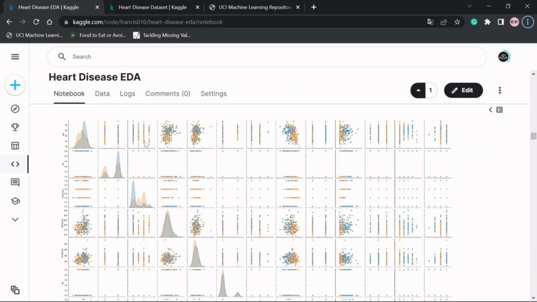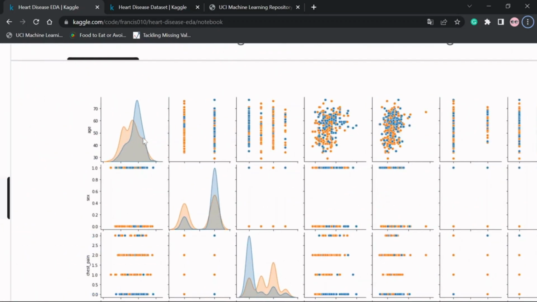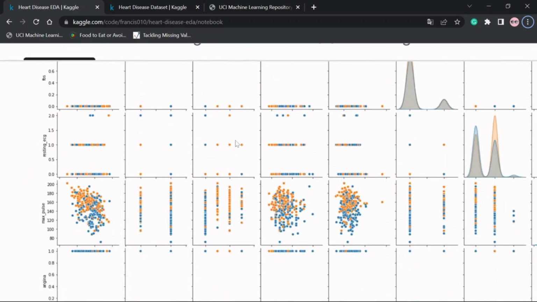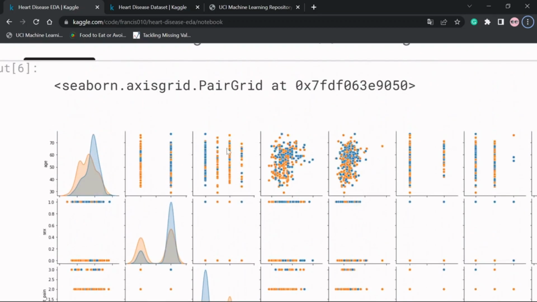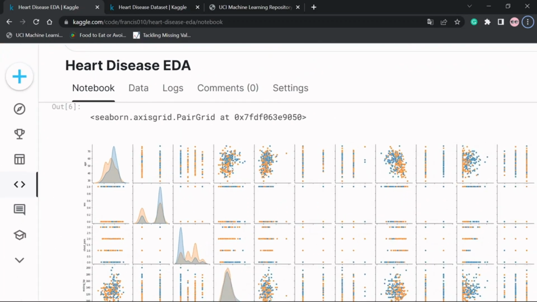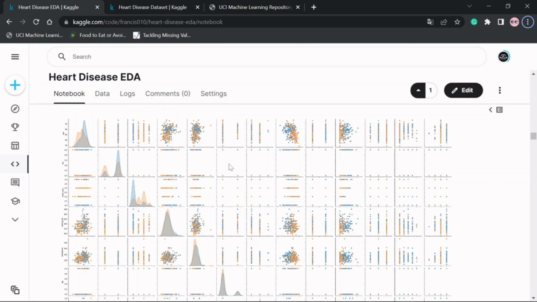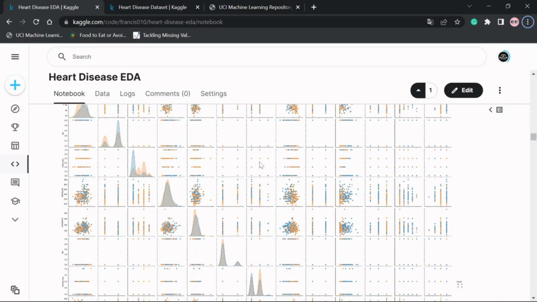If I zoom into it, we can see age and chest pain. Chest pain has only 4 values. So for age and chest pain, we cannot properly determine what kind of plot it is and how the data are distributed in it. So it does not give us that clarity. We have other plots that represent the relation between these kinds of attributes. We have them in the further code. So let's move on.